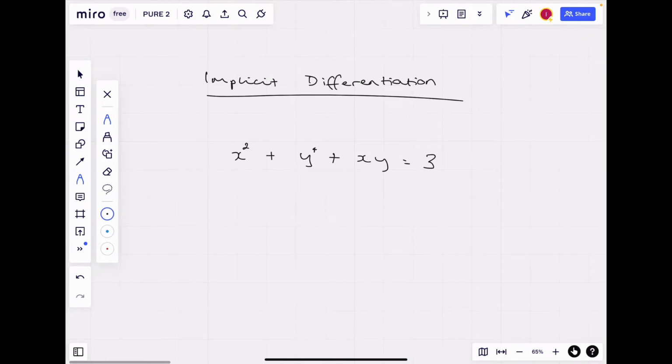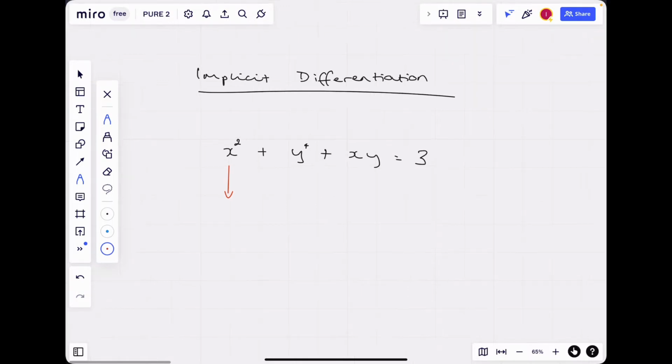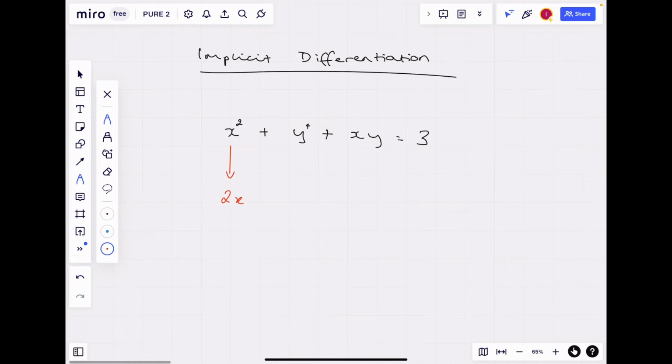In this case, here's what we're going to do. We're going to differentiate each term separately, but there are certain rules to it. The first term is just an x squared. If you differentiated x squared, what would you get? 2x. Nice and easy. We move on to the next one. If you differentiated y to the power of 4, what would you get? 4y cubed. And there's a plus in between them.